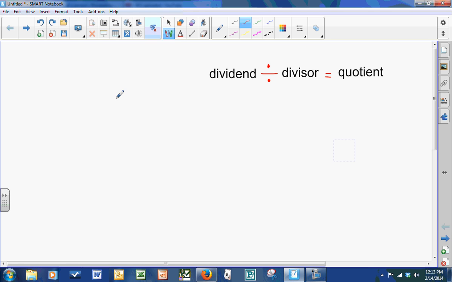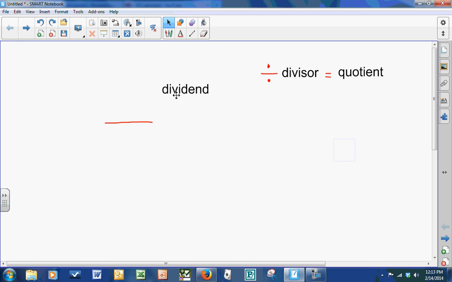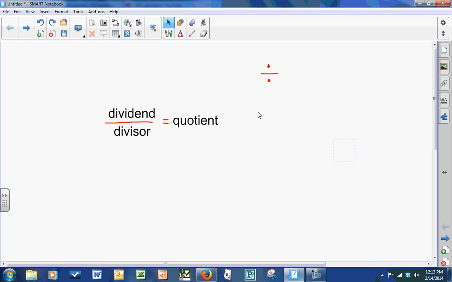Now, if you have a fraction bar, sometimes they write it that way, then your dividend, the big number, goes on top again. Your divisor would go underneath it this time, and you would write your equal sign to the side, and your quotient would go after the equal sign. So you're just going to take some time to memorize the terms that we have learned today: dividend, divisor, and quotient.